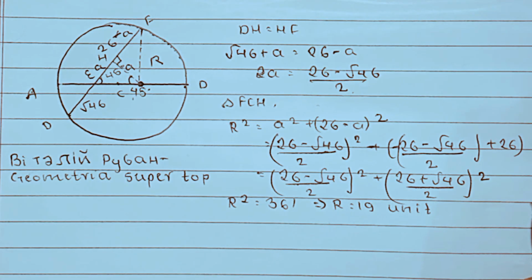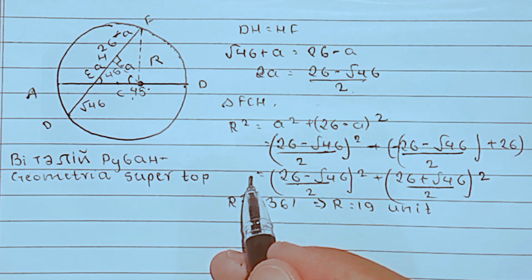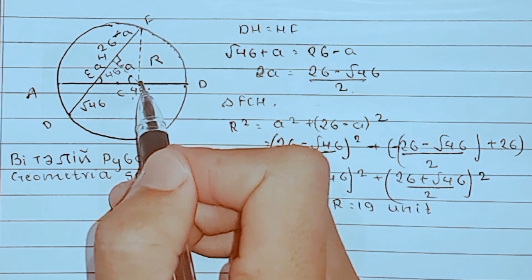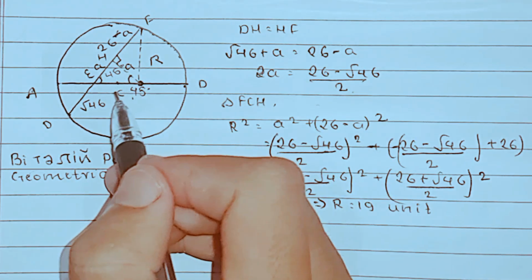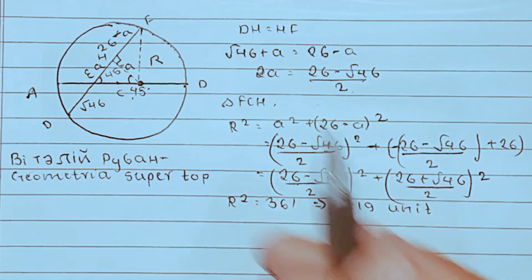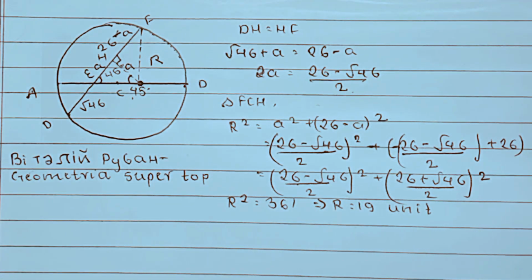I hope you liked it. This is a Russian based question, so it was quite easy and a little bit difficult, because you must know the theorem that the line drawn from the center of a circle to the chord bisects the chord. You must know this is an isosceles triangle. You must know the Pythagoras theorem, which many of you obviously know, and by using all this you will get the correct answer of 19 units.